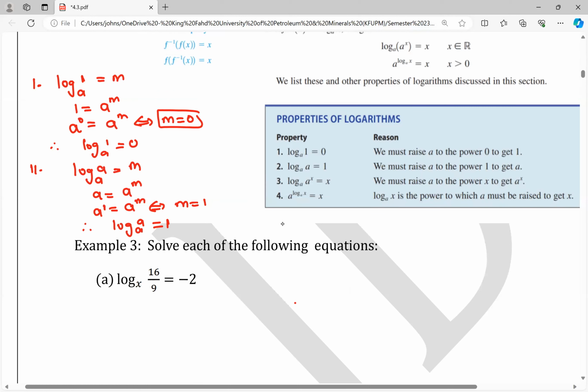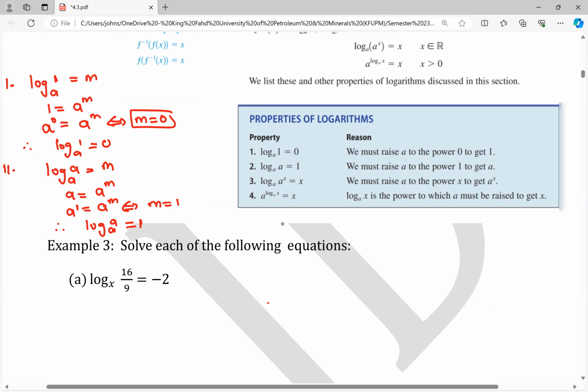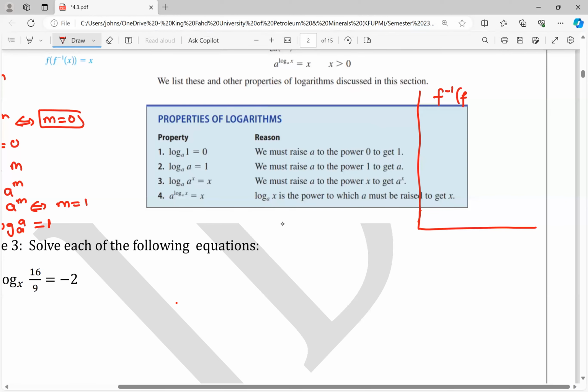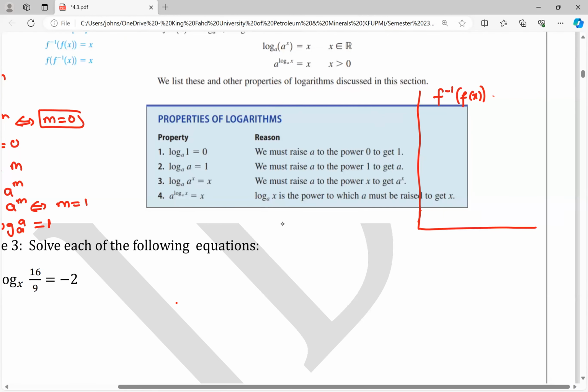All right. So now we have property 3 and property 4. Let's see if we can squeeze it in somewhere here. Now for this one, we have to use something which we call the cancellation property. If you have a function and its inverse, f inverse of f of x will always be x. This is from the cancellation property.